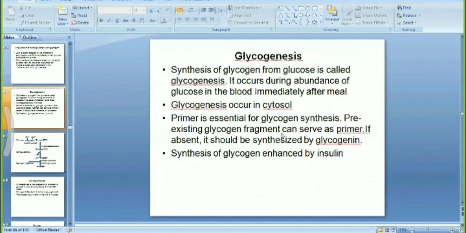Pre-existing glycogen fragment can serve as primer. When it is absent, it is synthesized by glycogenin. It should be synthesized by glycogenin. Is it clear? Synthesis of glycogen is enhanced by insulin. So it occurs immediately after a meal.